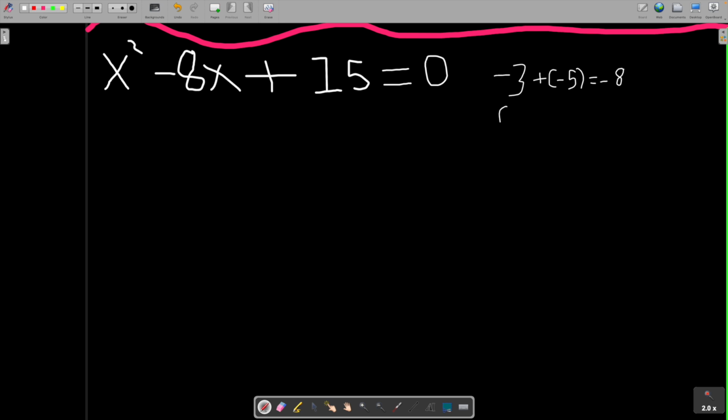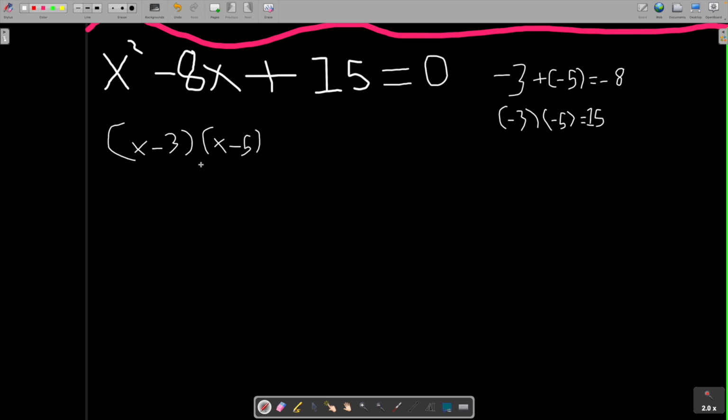And negative 3 times negative 5, so we multiply them by each other this time, that'll be 15. So the positive 15, just like here. So those are going to be the numbers where we're going to put them and factor them. So we're going to have x minus 3 times x minus 5.